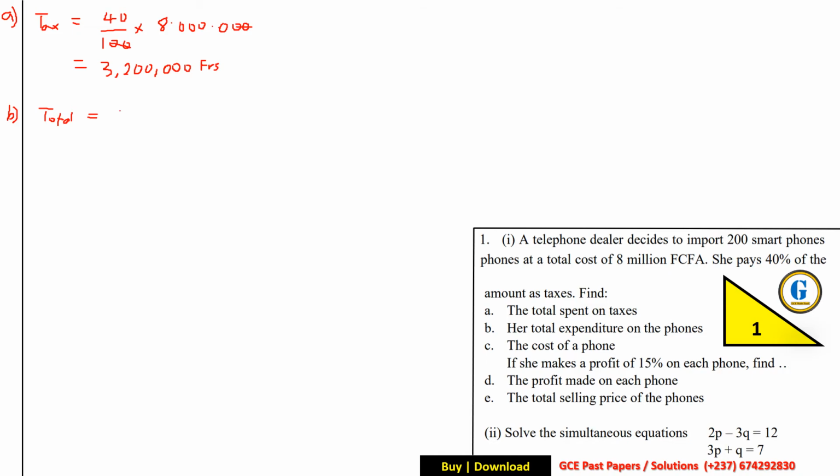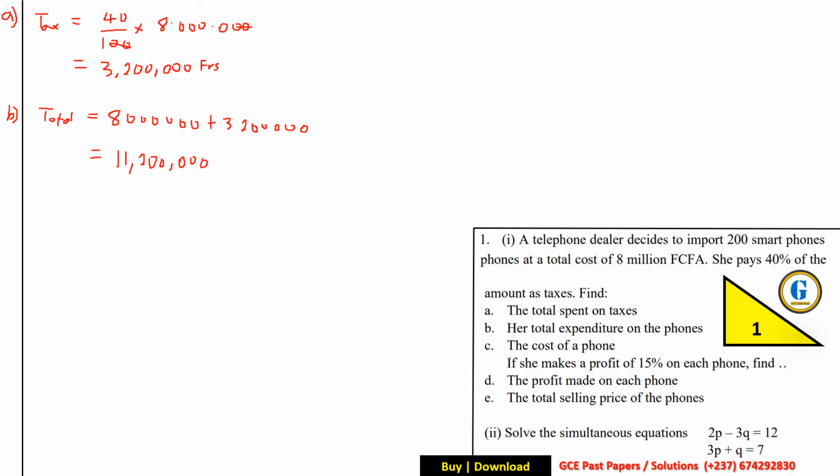So that will give us 8 million, which is spent, plus the tax of 3.2 million. So the total will be equal to 8 million plus 3.2 million, that will be 11,200,000. Okay. So the total spend will be 11,200,000.